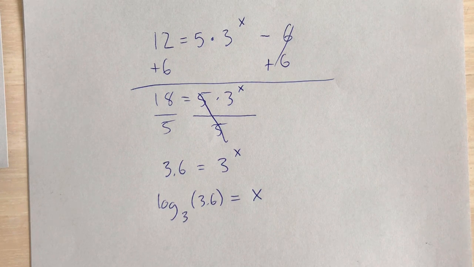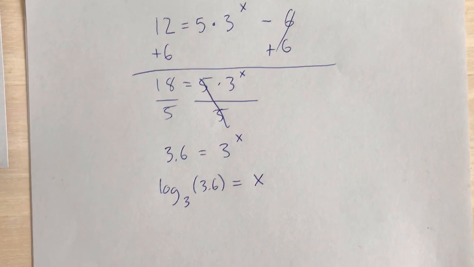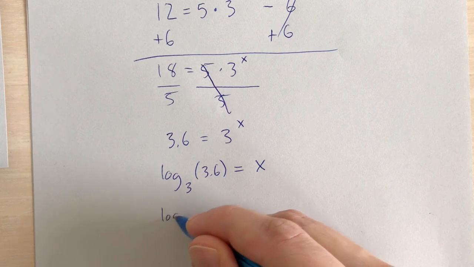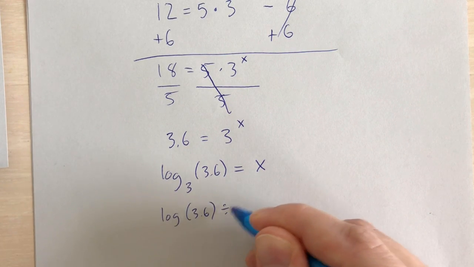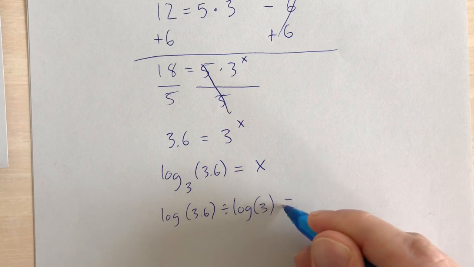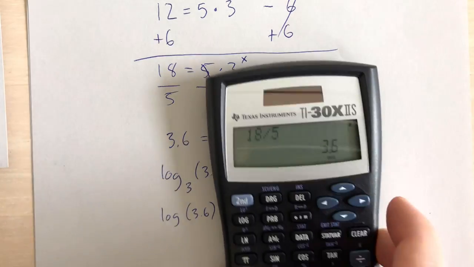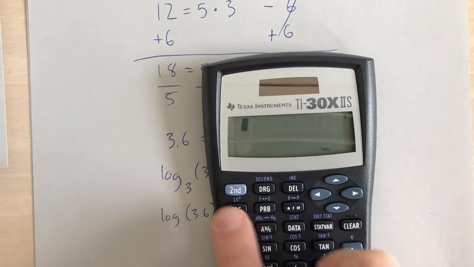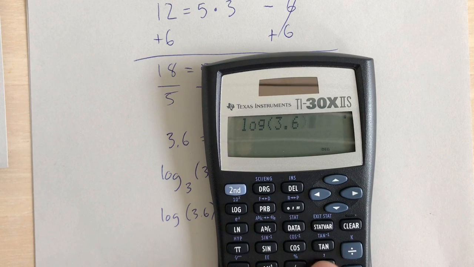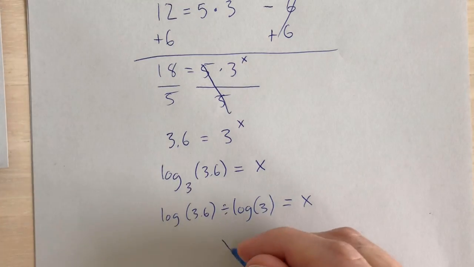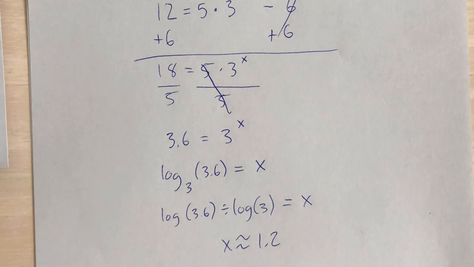And that is pretty much what we're going to be typing into our calculator to help us get the final answer for x if we're trying to get the approximate answer. Quick reminder, if you're using a calculator without the ability to change the base, you would have to type into your calculator the log of 3.6 first, and then divide it by log of 3. So I'm going to use my calculator real quick, see if that actually shows up. So log of 3.6 divided by log of 3, and that is going to be our answer. So roughly 1.2, and that would be the answer for the first problem.